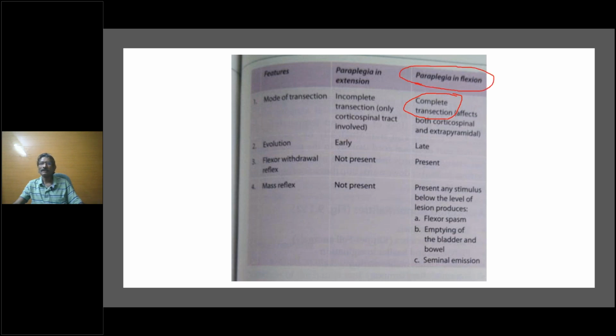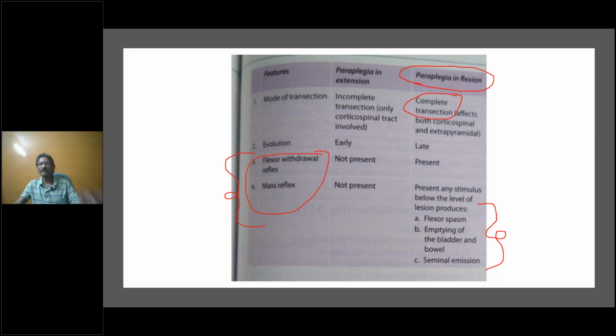It indicates that both the pyramidal and the extrapyramidal tracts are affected. So they will have severe features like flexor spasm. Another thing, you would have seen some people who have complete cord transection with no recovery at all. Even if you touch the leg somewhere at the lower part, they will get a flexor spasm. Whereas paraplegia in extension is predominantly the pyramidal tract, so this flexor withdrawal reflex is not there. So basically, paraplegia in flexion versus extension is decided by these two things: flexor withdrawal reflex and mass reflex. Okay. So just remember these 2 points alone.